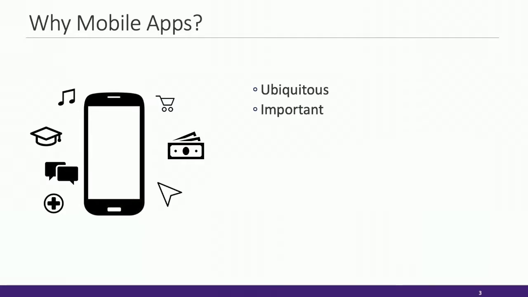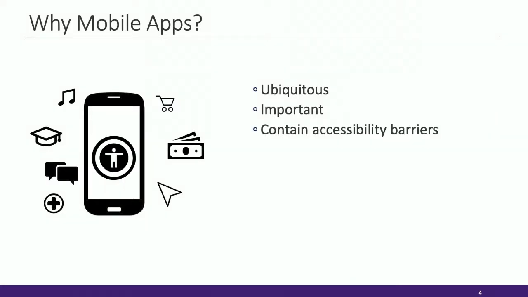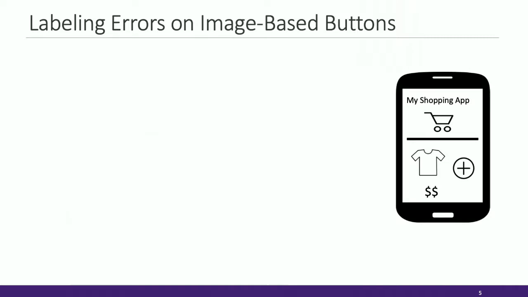So why mobile apps? Well, they're of course becoming increasingly ubiquitous and important in daily life, but we know that they contain some accessibility barriers. And the barriers that we focused on were that of labeling errors and image-based buttons, which primarily affects screen reader users.